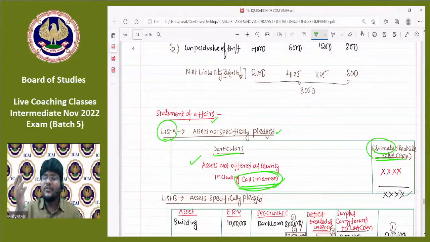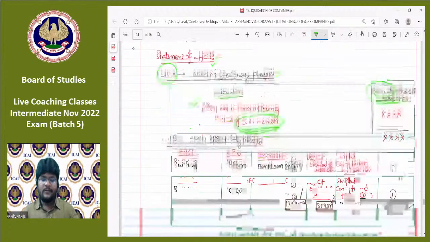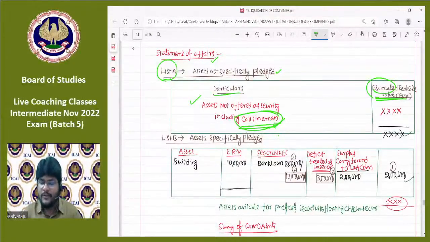Before the actual realization occurs, this is an estimate made by the board of directors. That's why the board of directors can estimate that we can get money from the calls in arrears, from such equity shareholders. That's why they are putting it under assets not specifically pledged as well. Next, that precaution you should consider. Sir, what are all the different assets you can consider here?